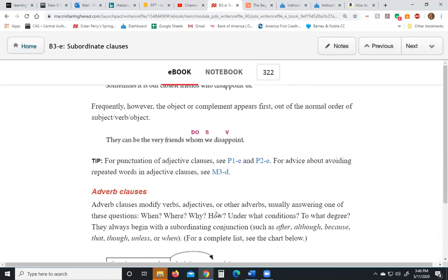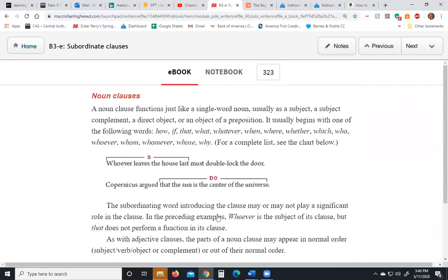So we don't need to worry about punctuation with adjective clauses, and we don't need to do it with noun clauses either. They function as single word nouns, so subject, subject complement, direct object, object of the preposition. They usually begin with one of the following words: how, if, that, what, whatever, when, where, whether, which, who, whoever, whomever, whose, and why. There's a complete list, of course, down at the bottom here.